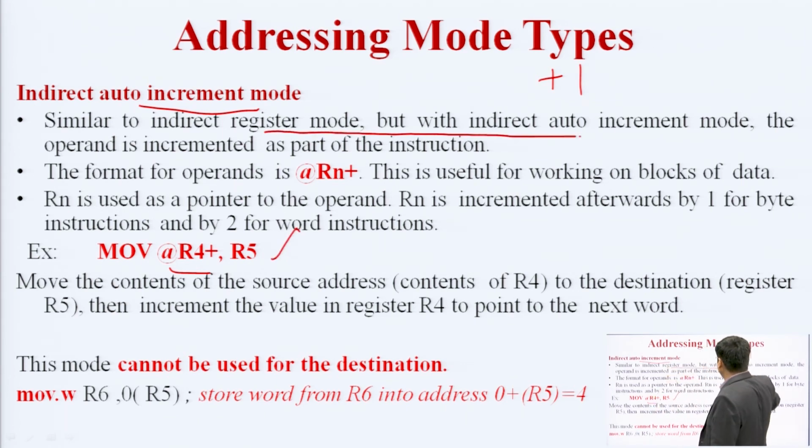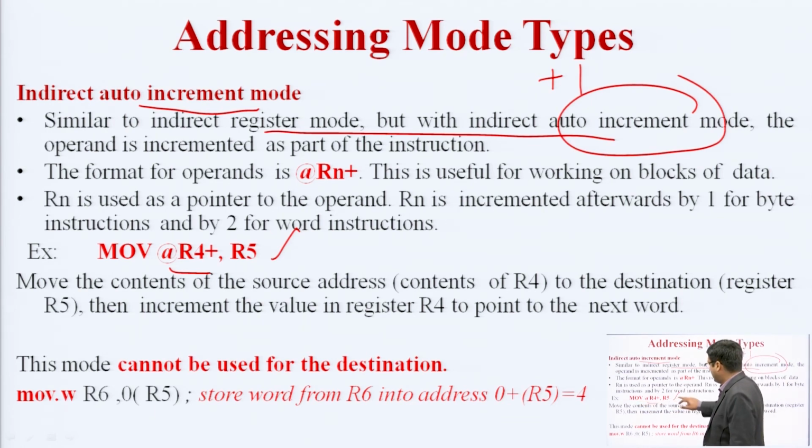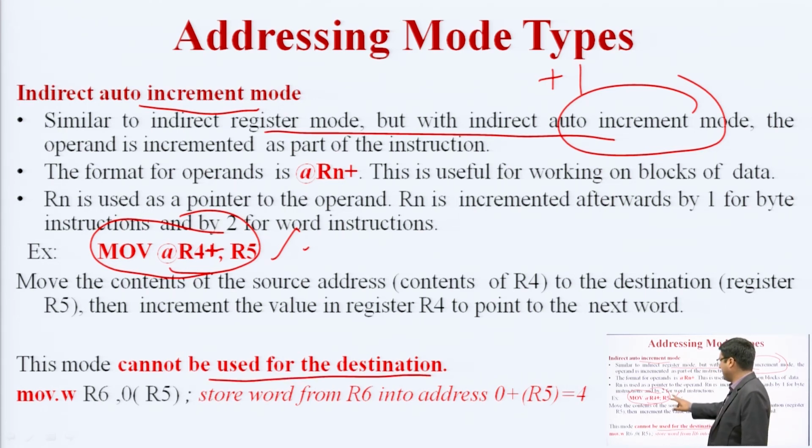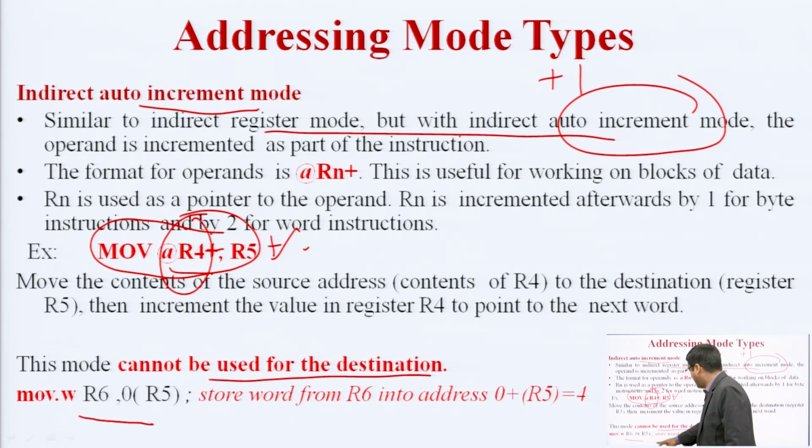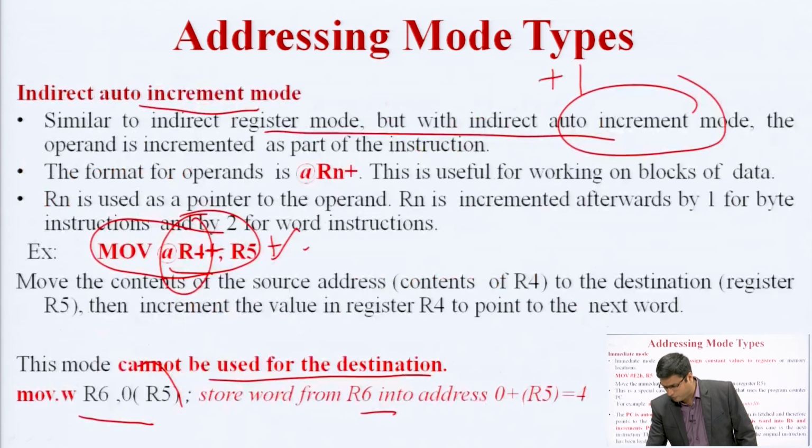So, similar to register addressing mode, here auto increment mode is there. This is the representation of the indirect auto increment mode, plus represents that we are incrementing the value. We can say that this mode cannot be used for the destination. Here we cannot place a plus sign into the destination. We will only increment the value in the source operand. So, this is the example. We store a word from R6 into R5. This is the indirect auto increment mode.